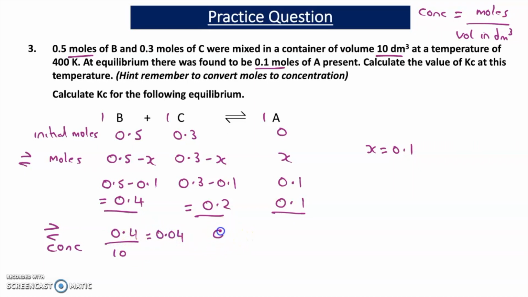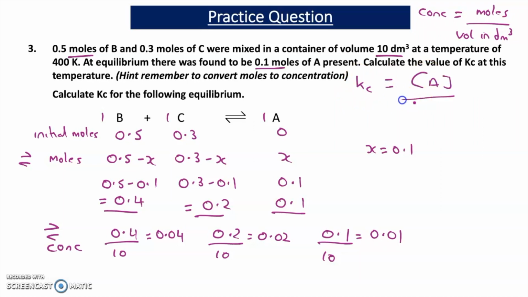Now the volume in dm cubed is 10 dm cubed. So to work out the concentration of B, I do moles divided by the volume in dm cubed, which would be 0.4 divided by 10, which is 0.04 moles per decimeter cubed. To work out the concentration of C, I do 0.2 divided by 10, which is 0.02 moles per decimeter cubed. And to work out A, I do 0.1 divided by 10, which gives me a concentration of 0.01 moles per decimeter cubed.